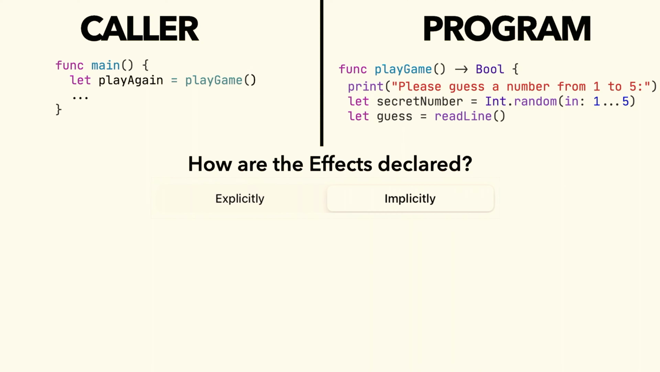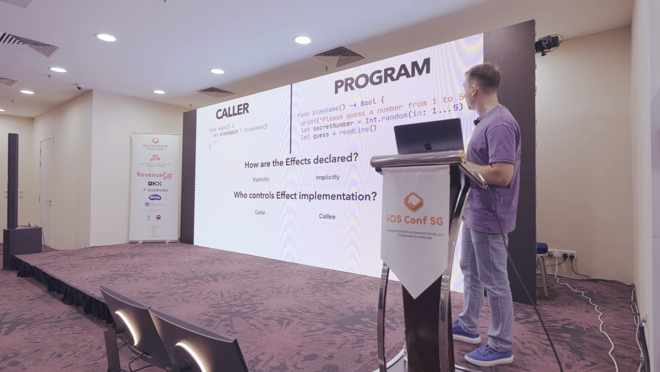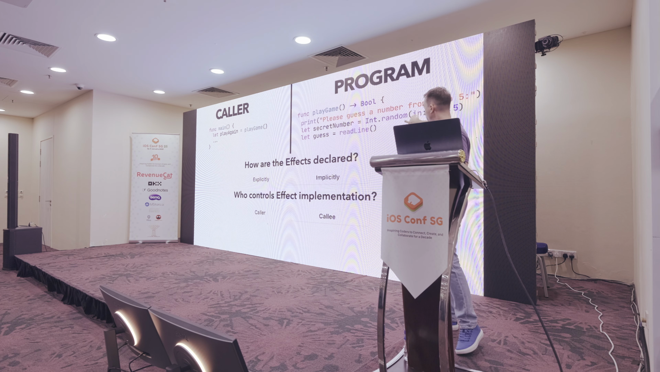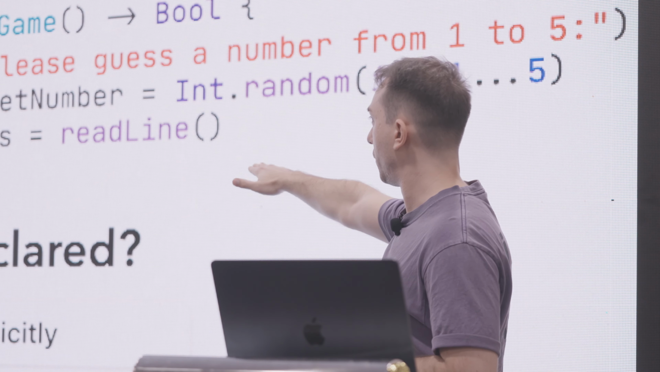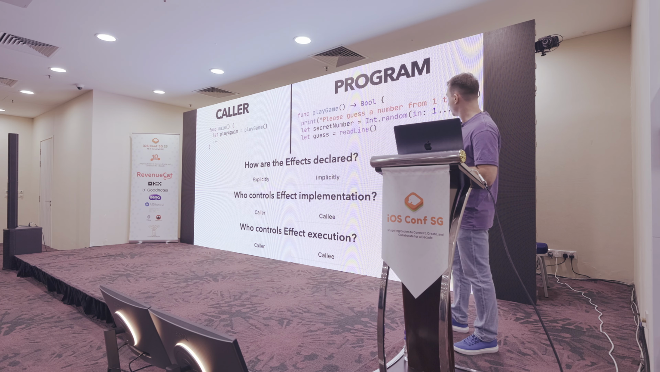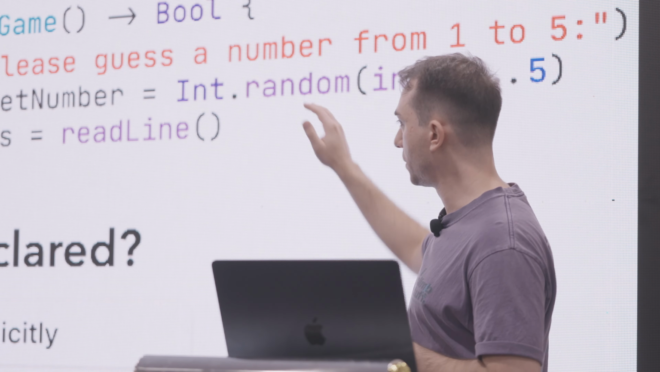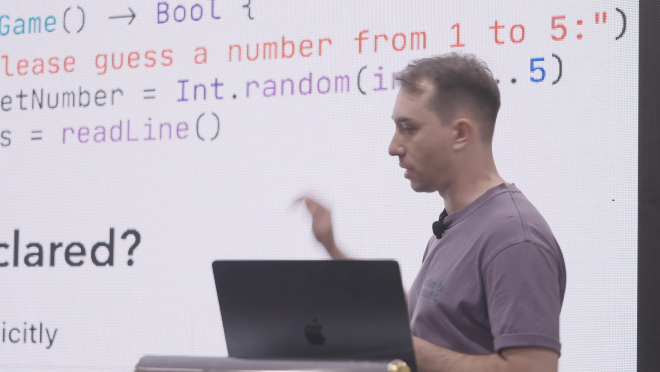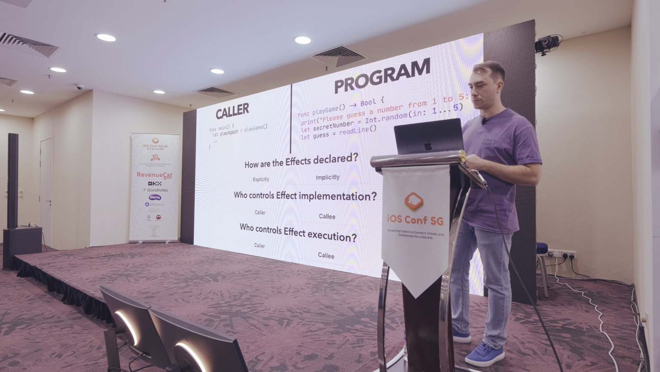Next question is, who controls the implementation of these effects? And the answer here is the program. So the program goes and uses int random, readline, etc. And finally, who controls the execution of these effects? Again, it is the program itself, the callee. So the program decides when to call these side effects. So keep these questions in mind. We'll come back to them a few times during this talk.